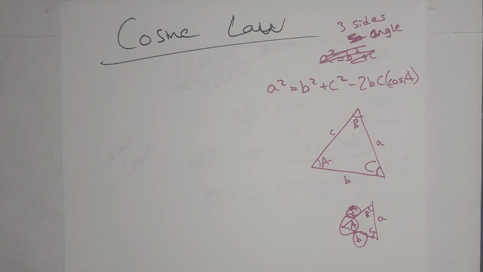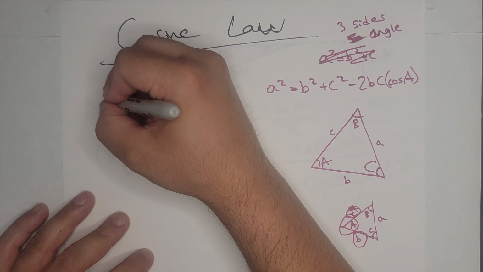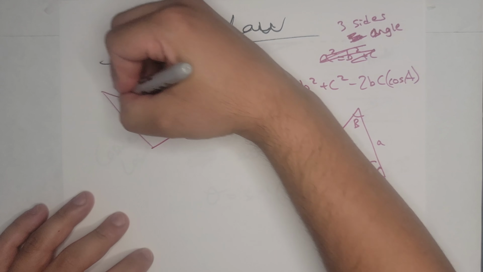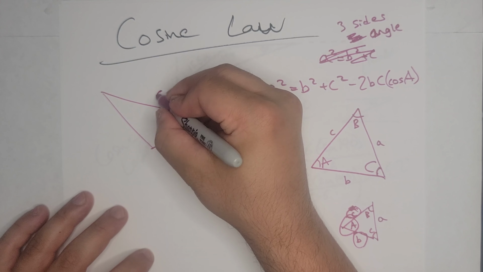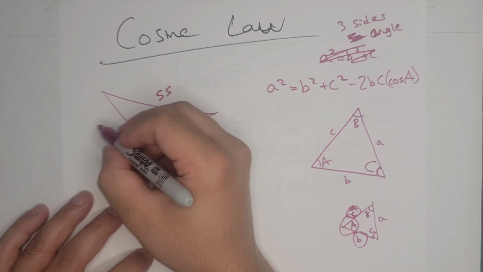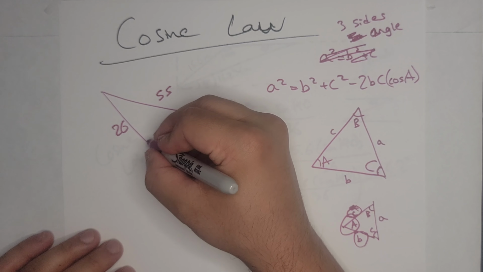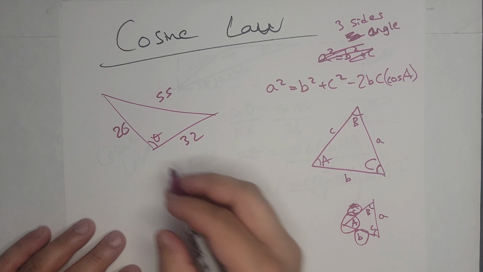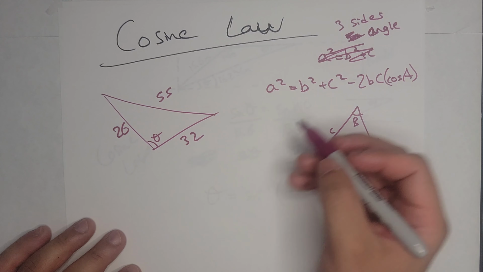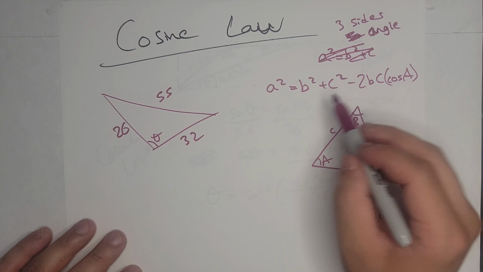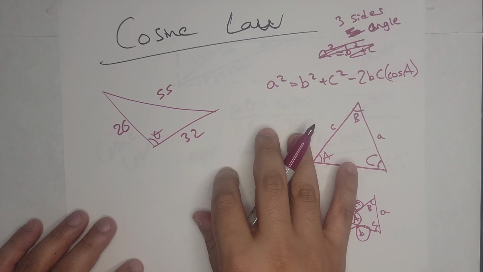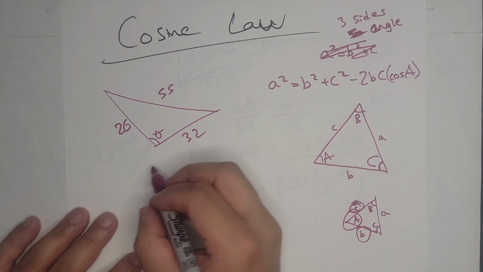So let's actually try this out. Just a quick example. Let's do 55, 32, and 26. And now I want to find, let's say I want to find this angle. Let's call it cos A, because that's what I'm going to be plugging in here. That'll be my A. So let's punch these in.